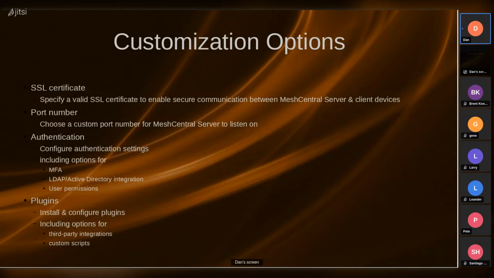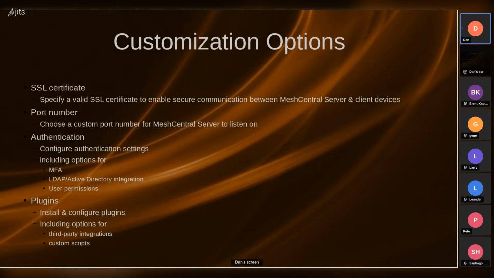And also I can take advantage of the Nginx proxy manager. All right, so for customization options, real quick here, the SSL certificate is one way to customize it because you can do a Let's Encrypt certificate. You can choose the port number you want to run MeshCentral on so that you can customize it that way and avoid interfering with other ports that you might be using.